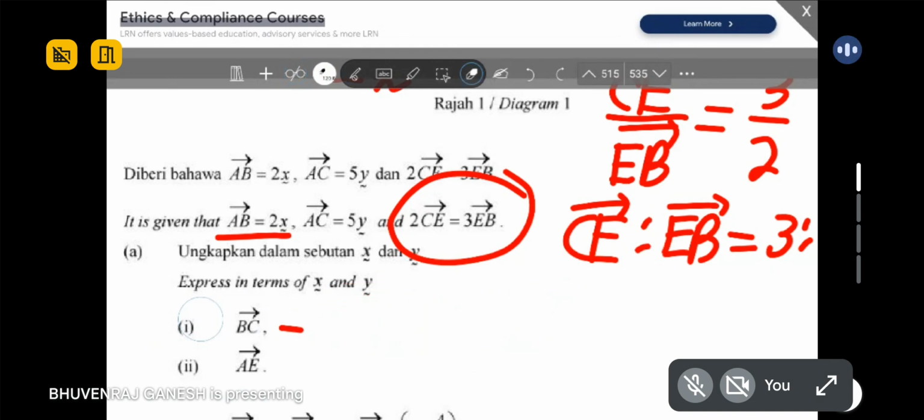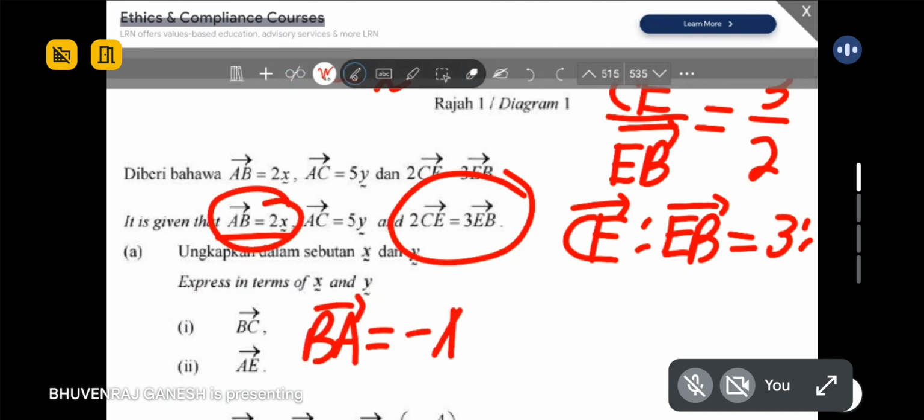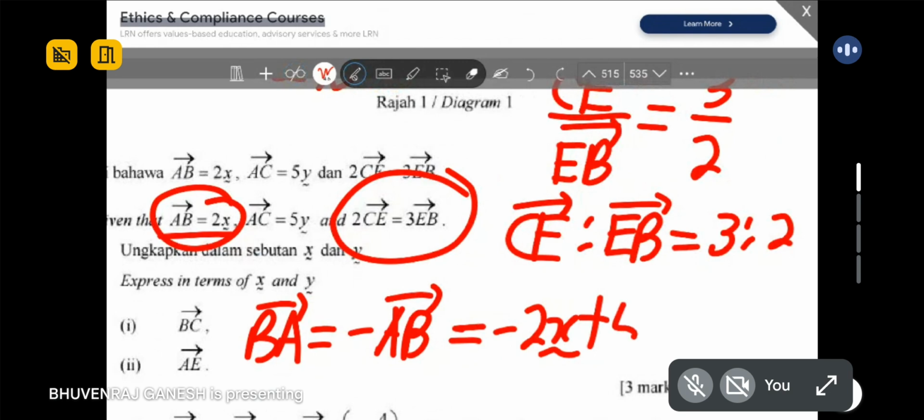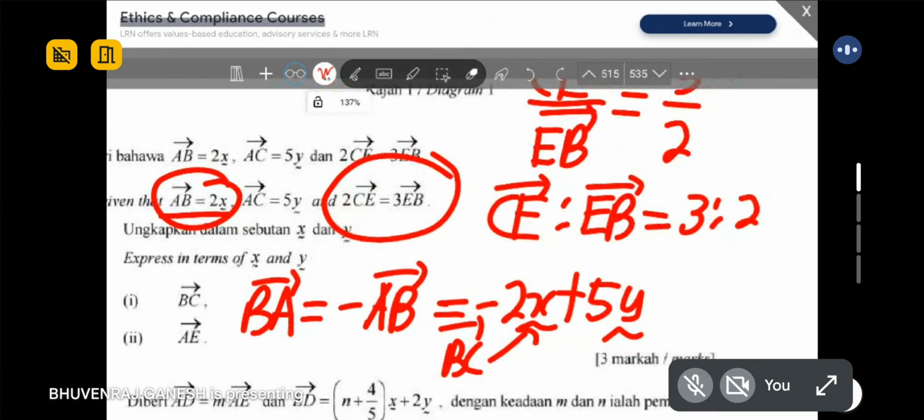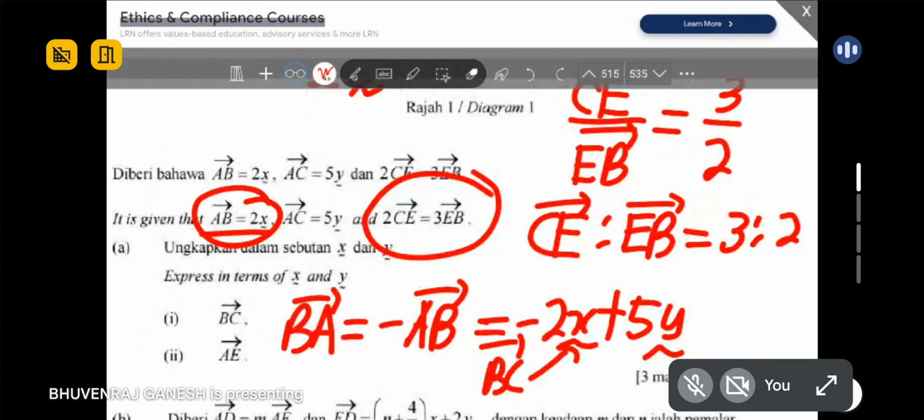So of course you're going to say BA plus AC. So if BA is equal to negative of AB, correct? So your answer is negative 2x. And then AC you already have is 5y. So just plus 5y. So this is your BC vector. Are you clear, guys? Clear how you get the answer? So BC is negative 2x plus 5y. That's all. Okay? All right.